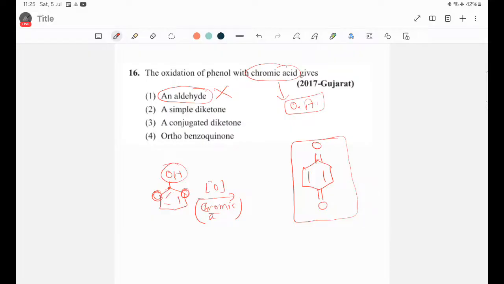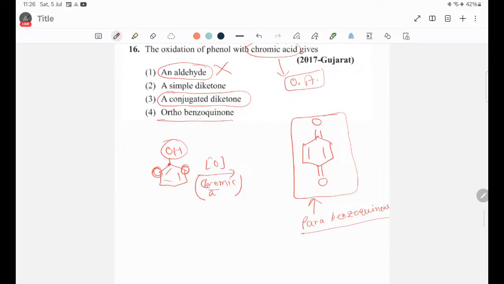You should know the name, because when this question comes in the exam another time, you may not get the option of conjugated diketone. The name of the compound can be given instead. The name of the compound is para-benzoquinone.